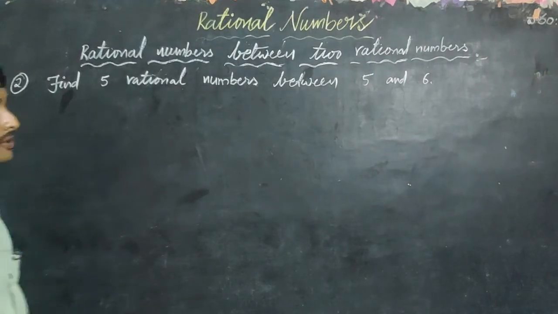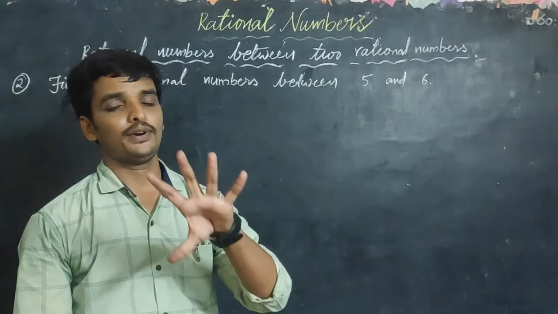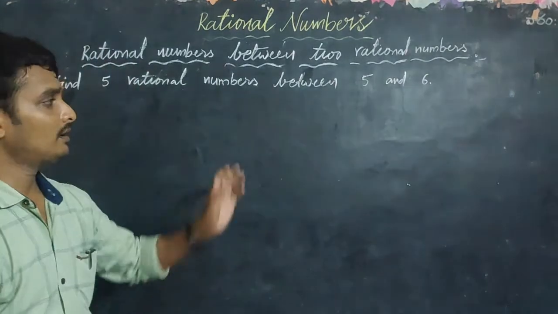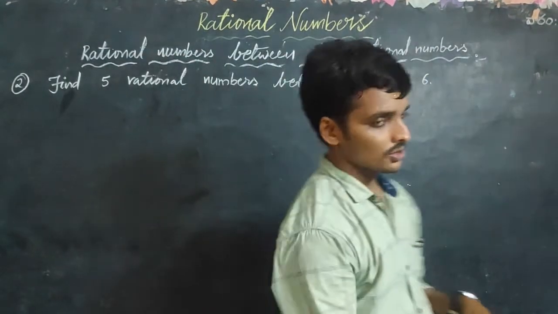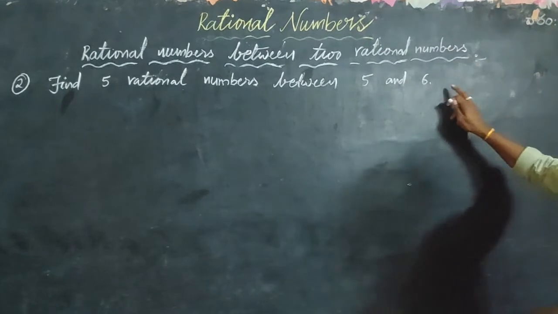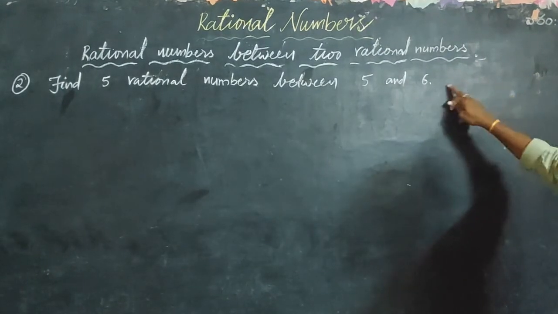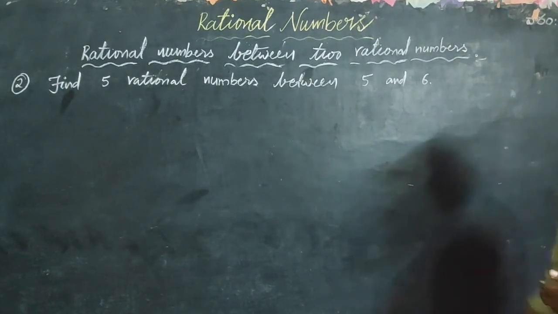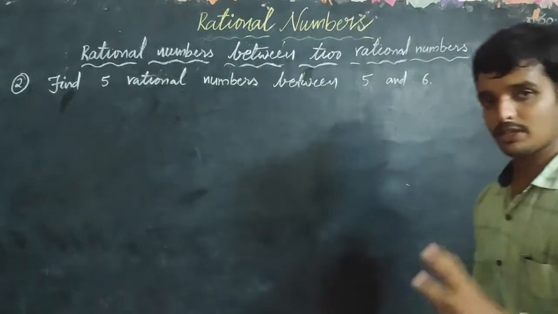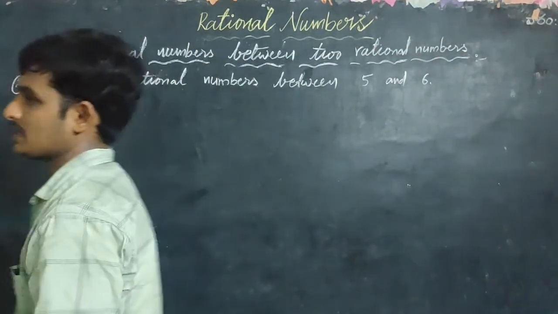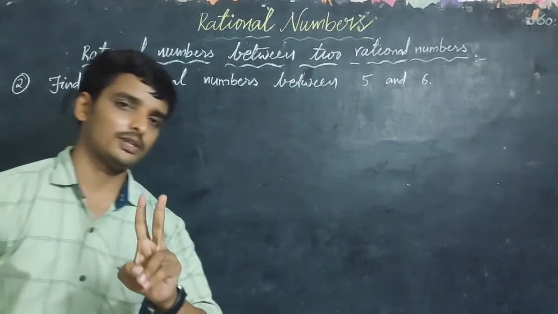Any 5 rational numbers between 5 and 6 will do. Here the method is not mentioned. That's why I am giving you this question. They are not giving the method, binary method or anything. So I will tell you this problem in 2 methods. If you understand the first method, you can follow the first, otherwise the second.